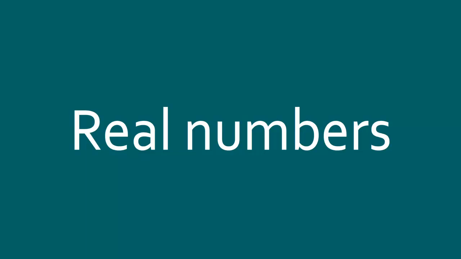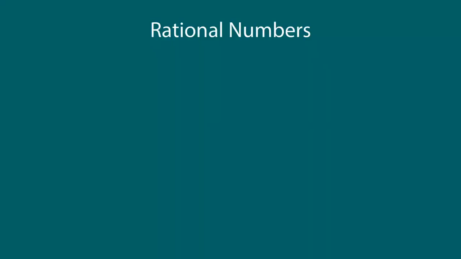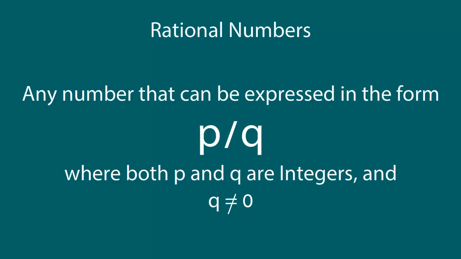Real numbers. So far we have seen what rational numbers are. We have defined rational numbers as any number that can be expressed in the form of p by q, where both p, q are integers and q not equal to 0. We have learned that rational numbers include all of the integers, and integers include all of the whole numbers, and whole numbers include all of the natural numbers.